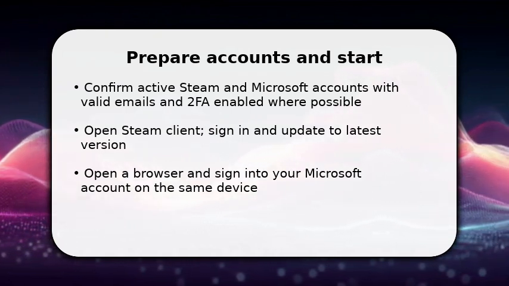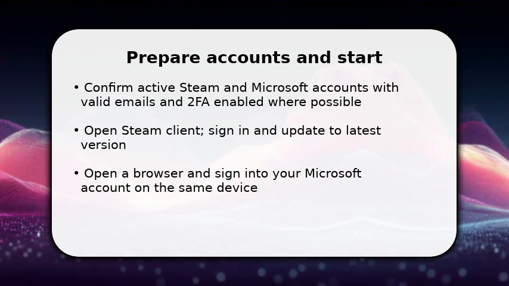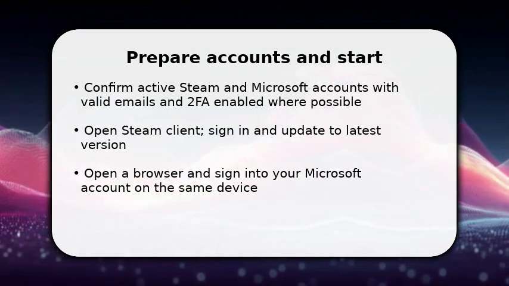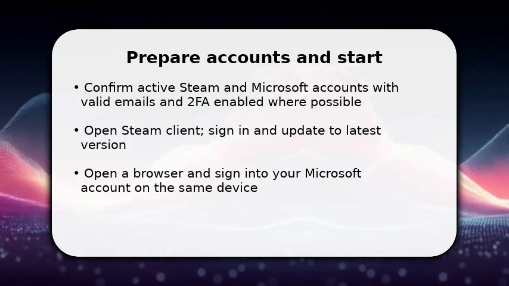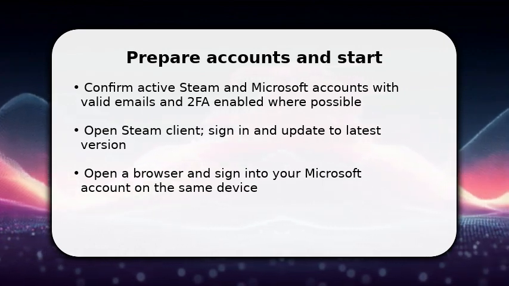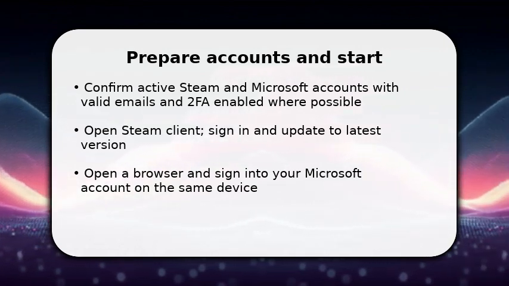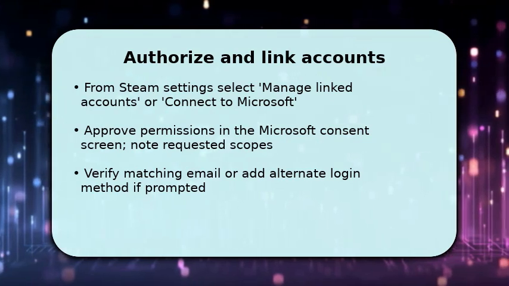Now, in Steam, navigate to Settings or the Account Linking area. This is the first actionable step because Steam will prompt for Microsoft authentication. Once done, you're ready to proceed to the authorization flow. You now follow the authorization flow.